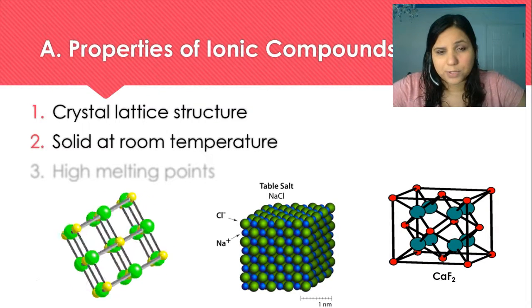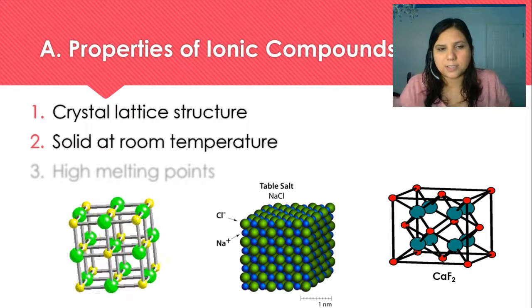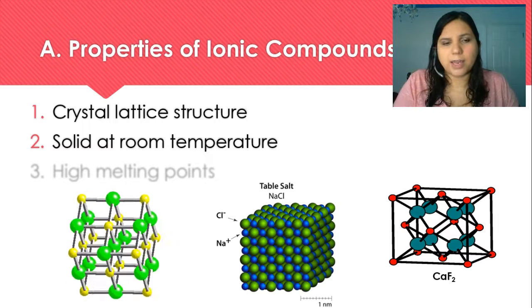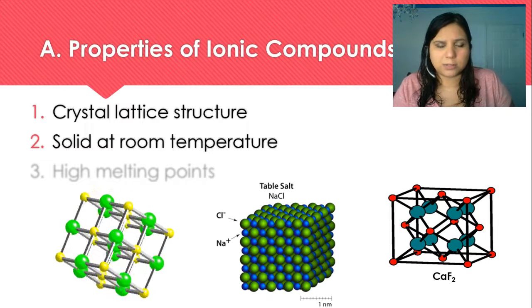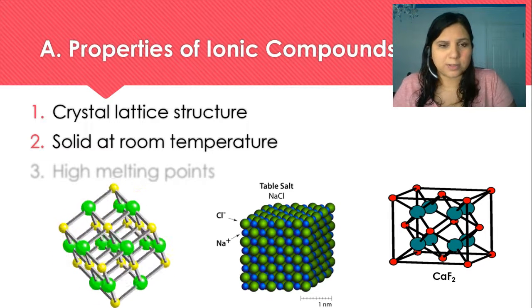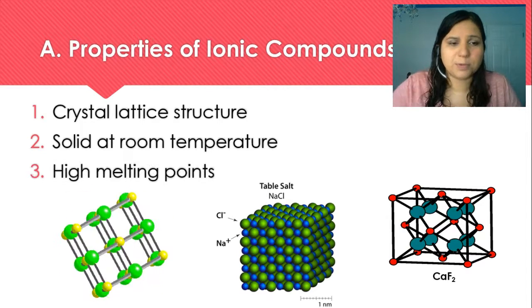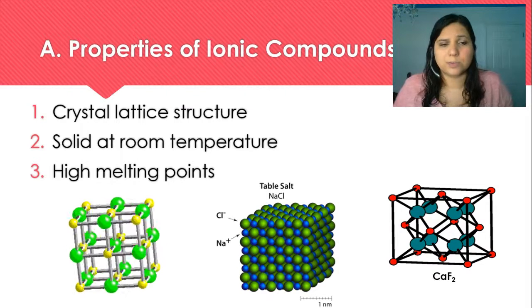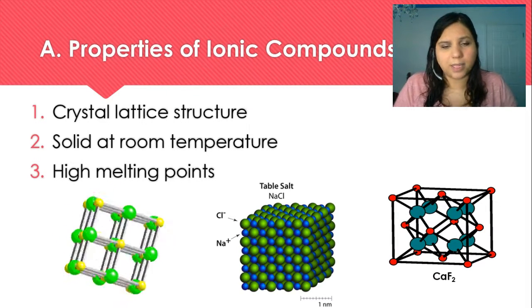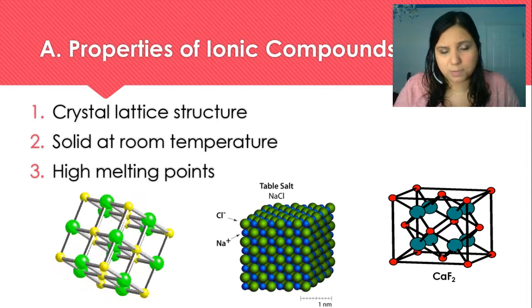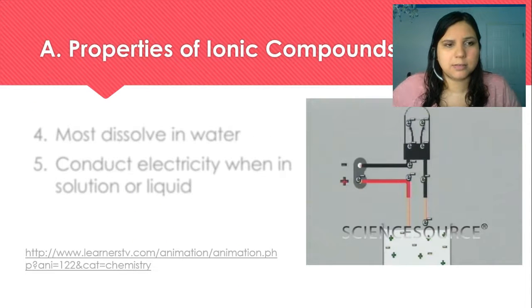These are solid at room temperature. The reason for that is because this attraction is really strong. The electrostatic attraction is so strong that it takes a lot of energy to get those particles to come apart. And so they tend to be solids at room temperature, which give them a very high melting point. You have to put a lot of energy to get them to separate, and therefore the temperature at which they melt will be higher.